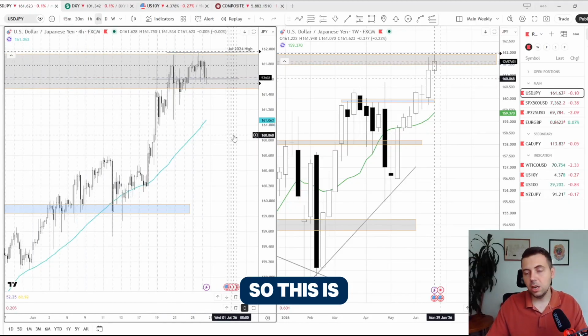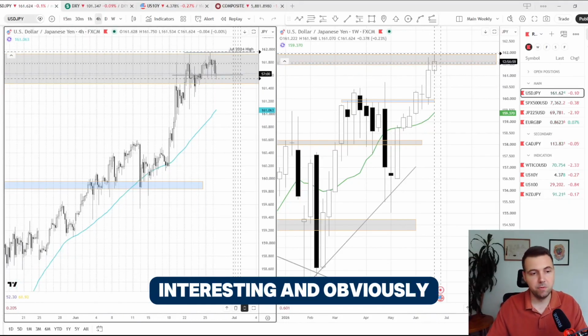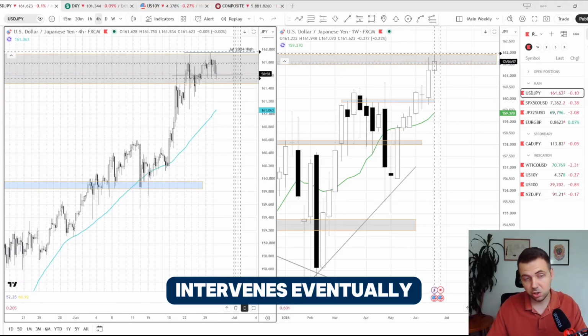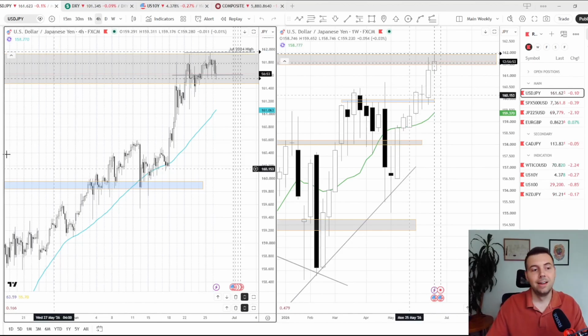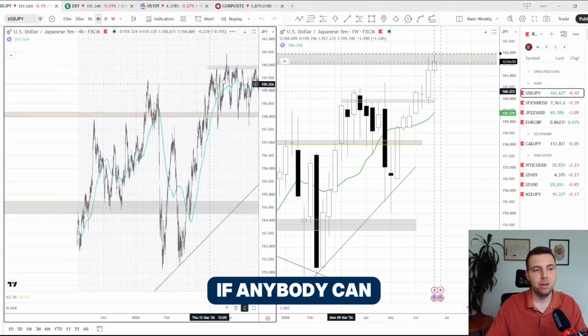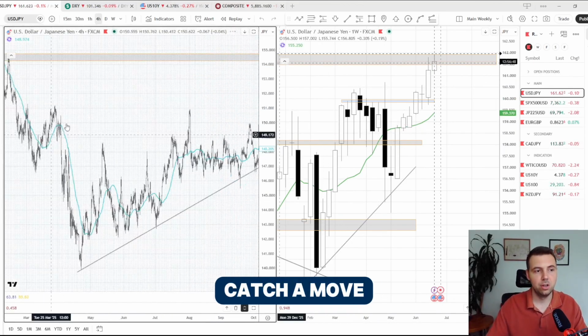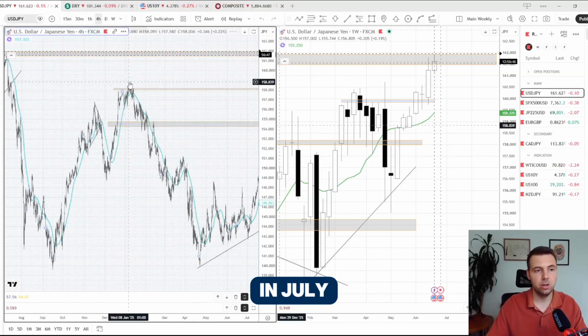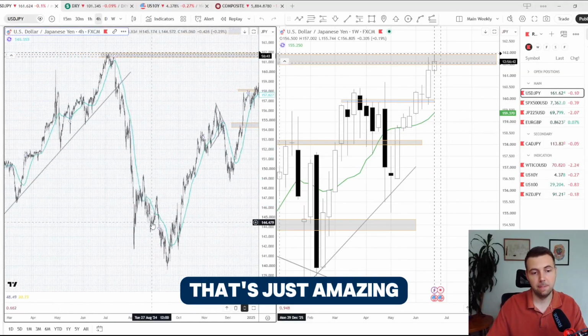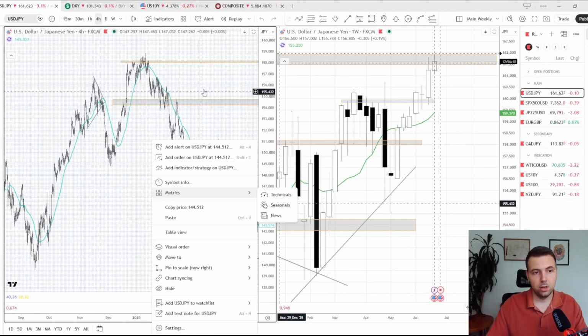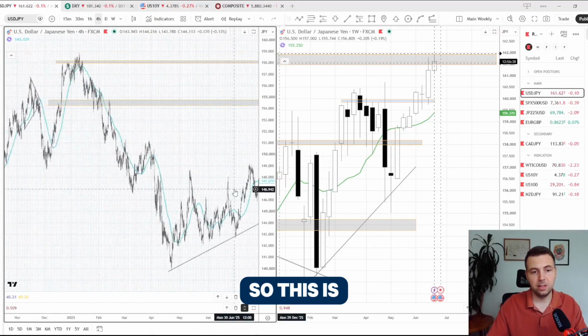So this is interesting, and obviously if BOJ intervenes eventually, that will be a home run. If anybody can catch a move like we had in July, that's just amazing. So this is one idea.